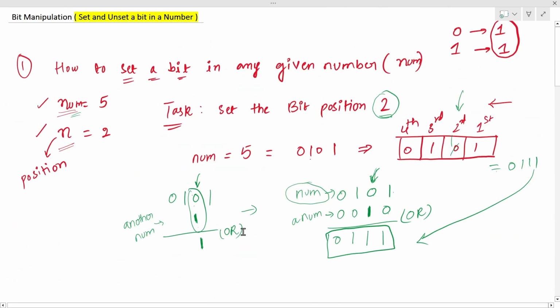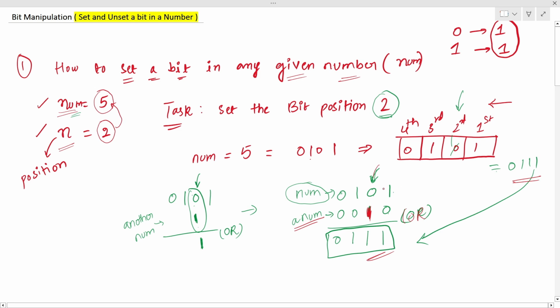This is the simple thing that we can do to set a bit in any given number. Hope you got it right. Here we are given a number num and a position n, and we need to make the second position set in this number 5. To make that second position 1, we find another number, a num, with the nth position as 1, and simply apply an OR operation, and we got our actual answer here.